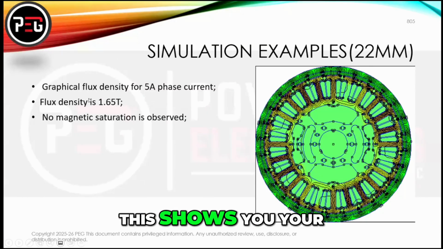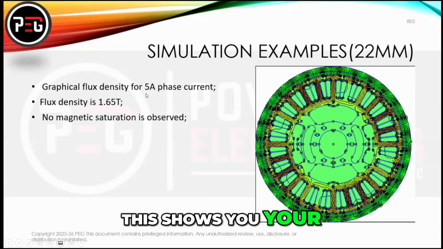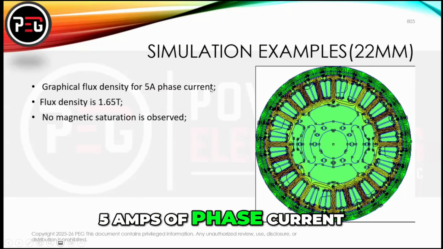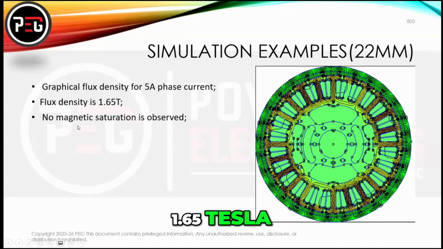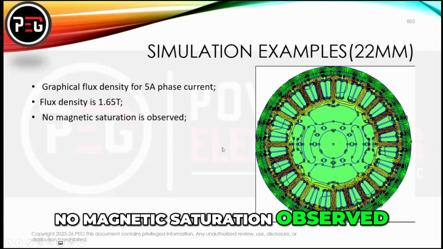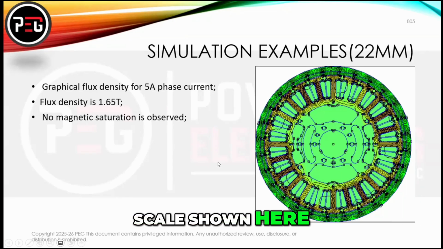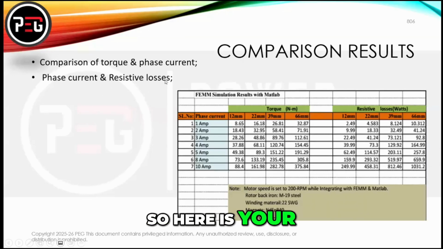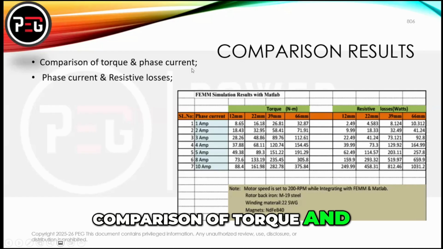So this shows you your graphical flux density for 5 amps of phase current, 1.65 Tesla, no magnetic saturation is observed. I don't have a scale shown here, but this is what it is, 1.65 Tesla maximum. So here is your comparison of torque and phase current.